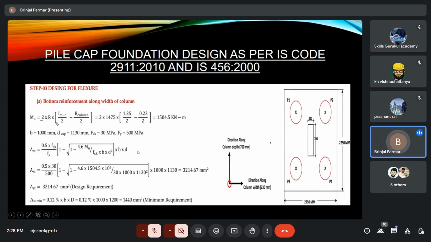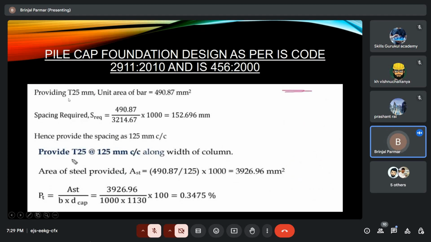So there is a formula for Ast. We get the Ast as 3214.67 mm square. Ast minimum we take 0.12% into B into D. So we get 1140 mm square. Providing T25 bars, unit area of bar is 490.87 mm square, as we know the formula pi by 4 d square for unit area of bar. Spacing required is unit area of bar divided by Ast into 1000. So we get the spacing required, and we provide spacing less than 125 mm.